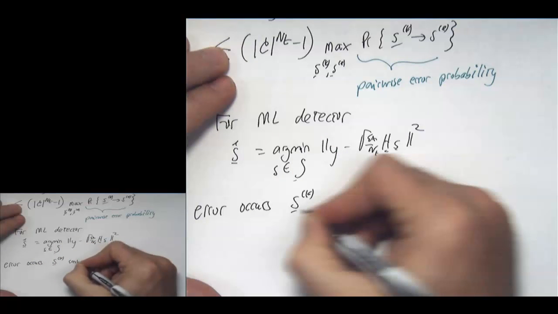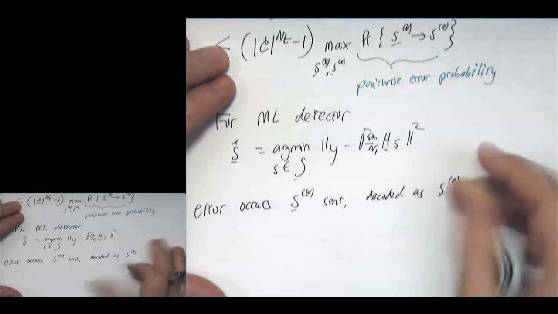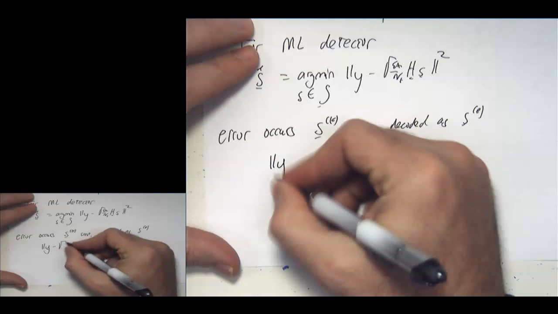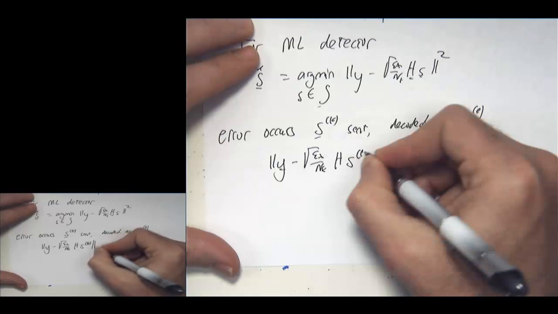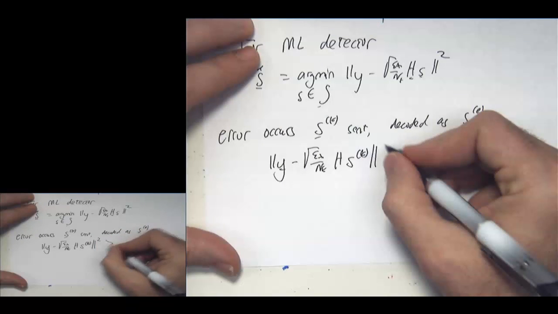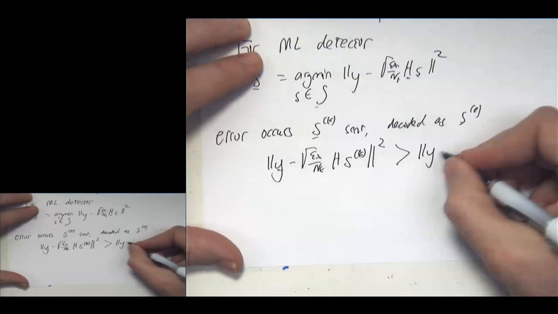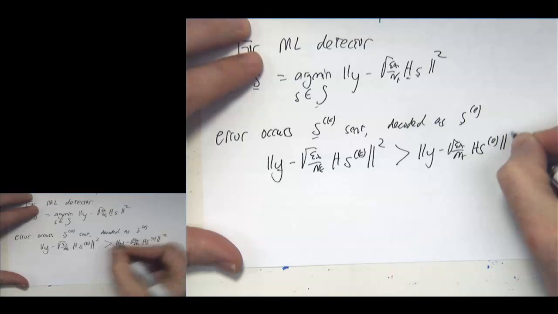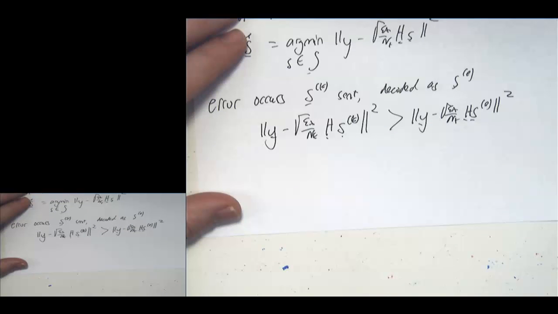S of k is sent, coded as S of L. And so what that means is that y minus square root of Ex over nt h S of k, even though that's what we sent, that distance is actually bigger than y minus square root of Ex over nt h S of L. This is just what happens when there's an error.